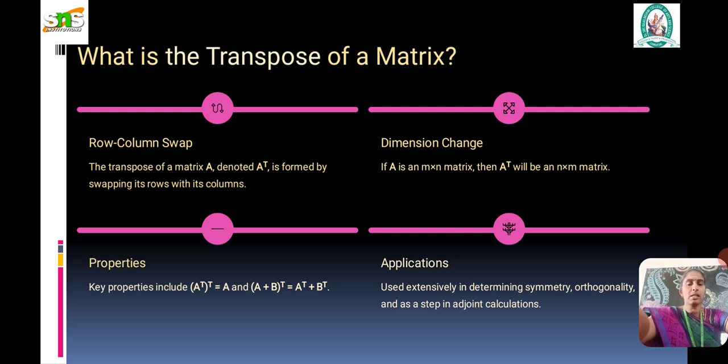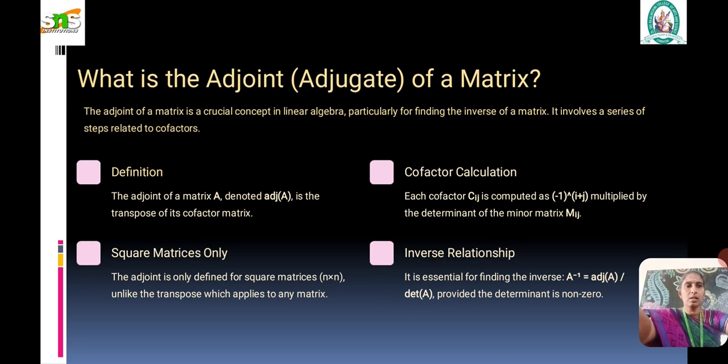Some applications of the transpose of a matrix are symmetric and orthogonal matrices, and adjoint calculation can also be done. So what is meant by orthogonality? That is, A transpose into A is equal to the identity matrix. This is the orthogonal property for the transpose of a matrix.